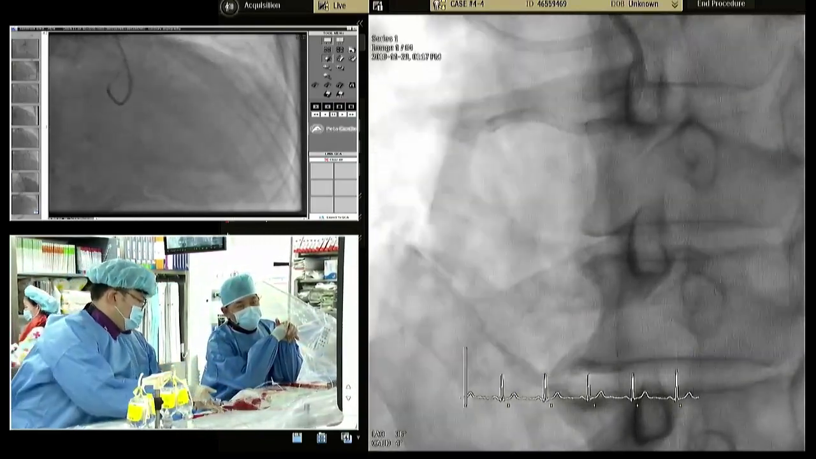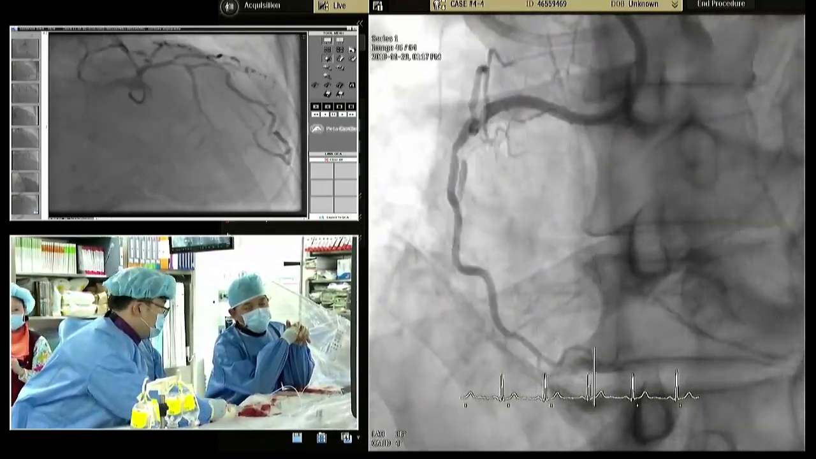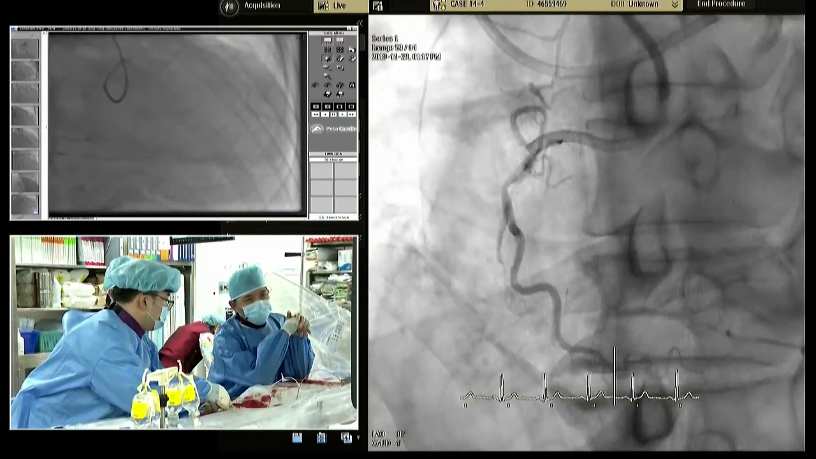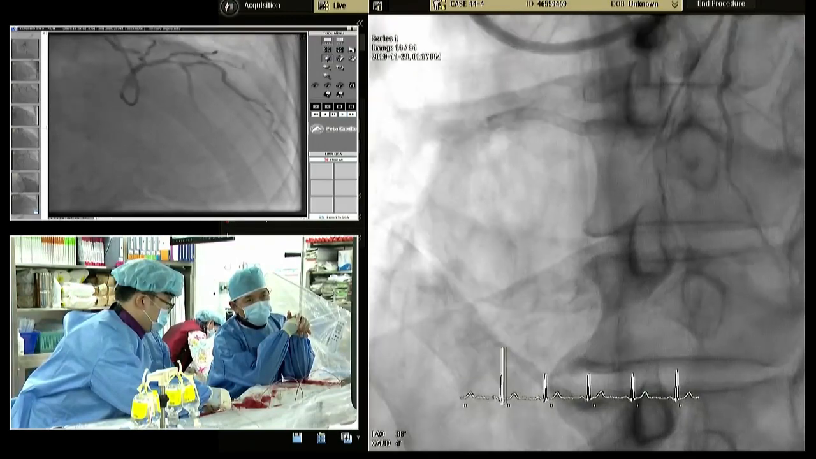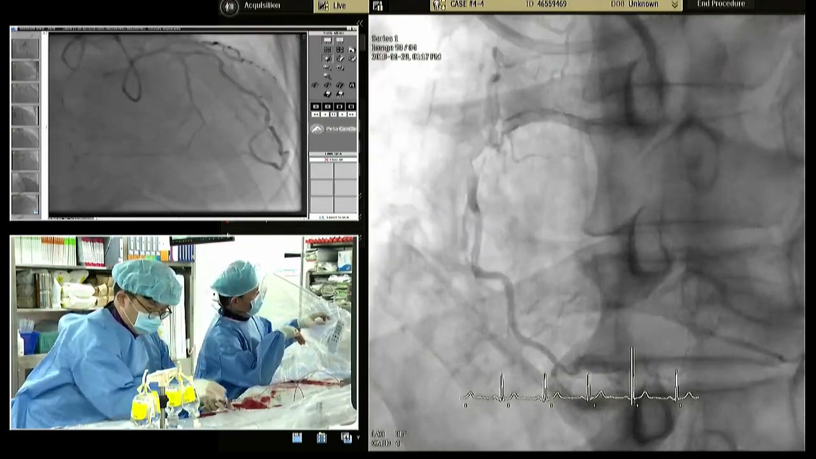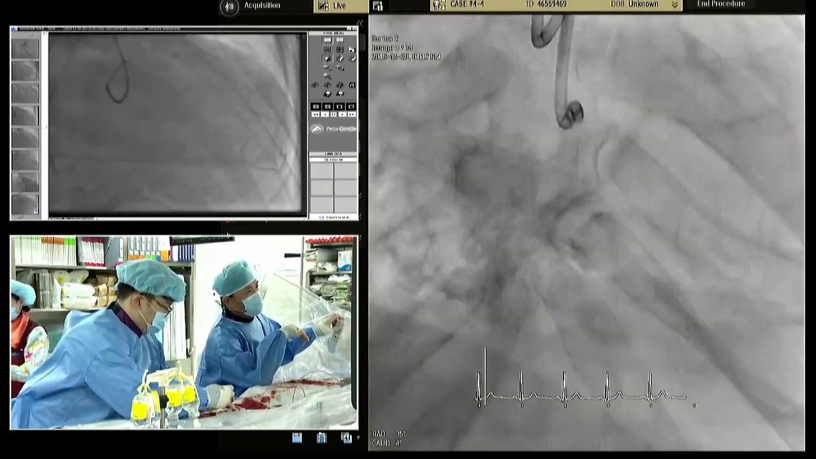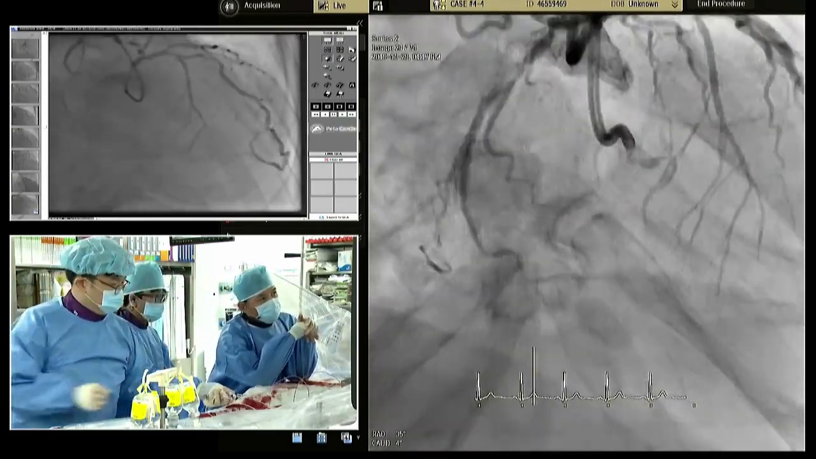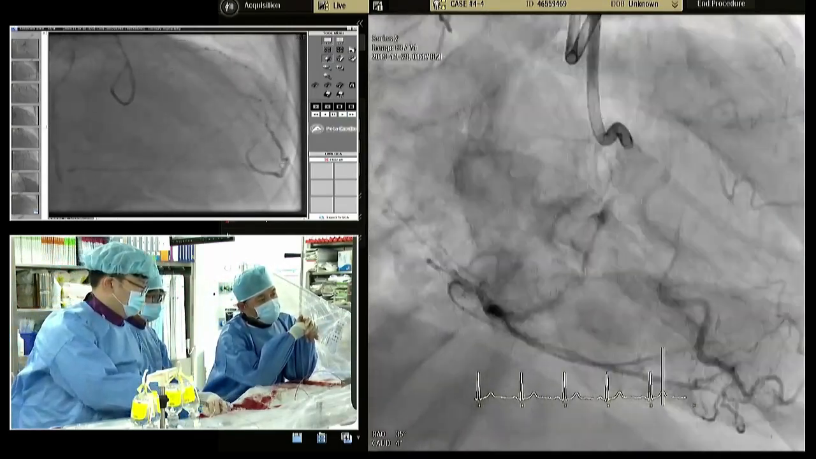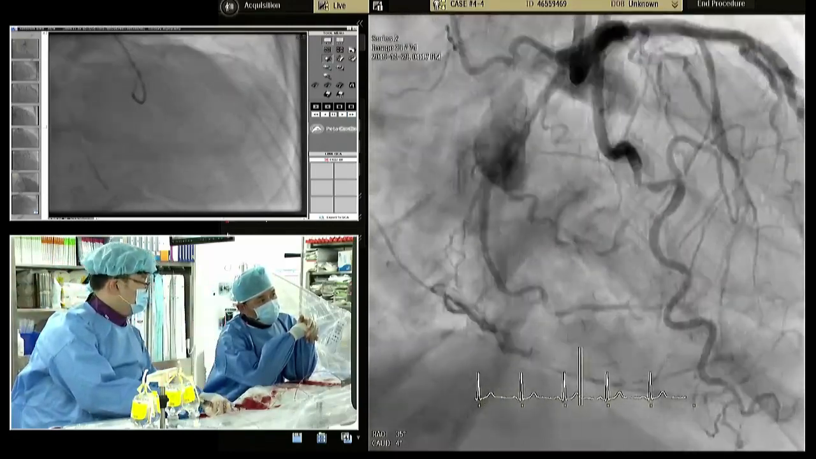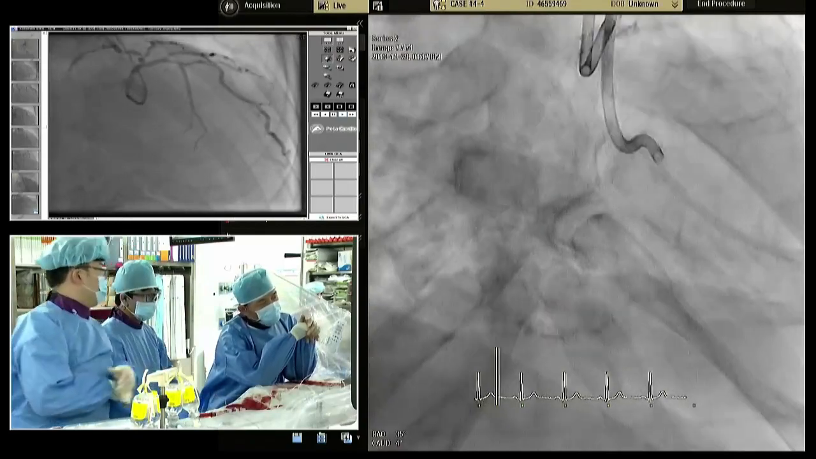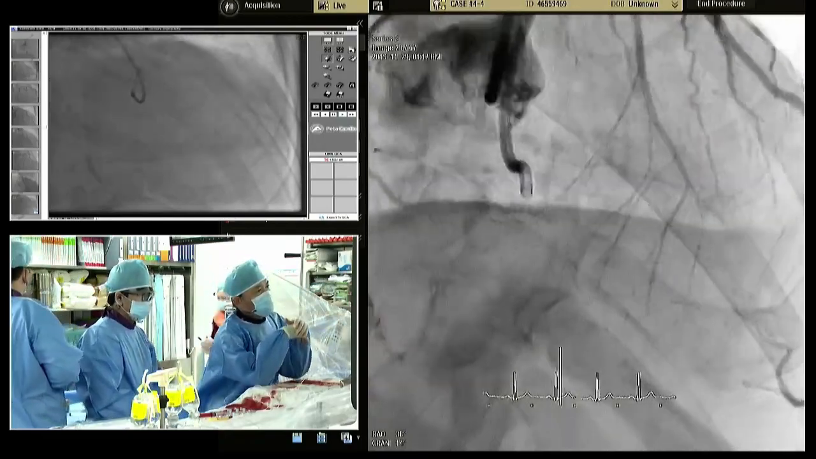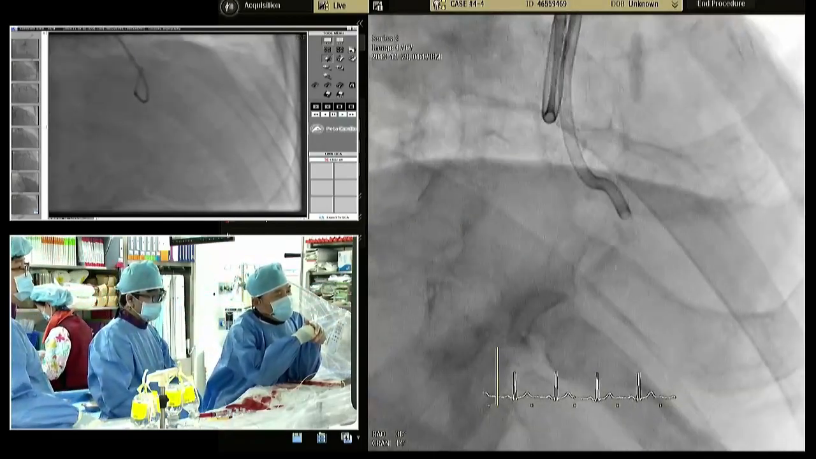Bilateral 7 French, L1 for the right, EBU 3.5 for the left. As you can see, the mid portion of the right coronary has a CTO, just beyond the branch. This is an aerial view. Some collateral channels come from the left system, mainly septal, and some epicardial channels from the circumflex. So this is the baseline angiogram.